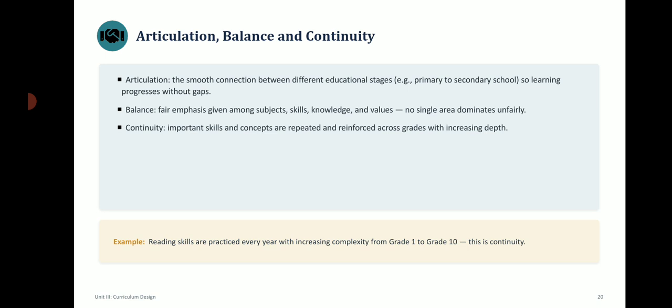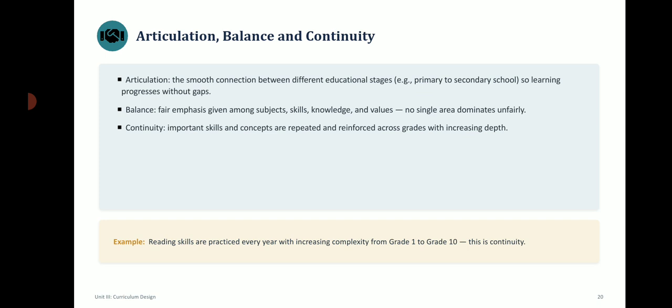Of these three, articulation and continuity are mutually related. The former is referred to as horizontal articulation and the latter as vertical articulation. So first it is referred to as horizontal, then later it is vertical. Articulation is a smooth connection between different educational stages, so learning progresses without gaps. That is why articulation and continuity are interrelated.